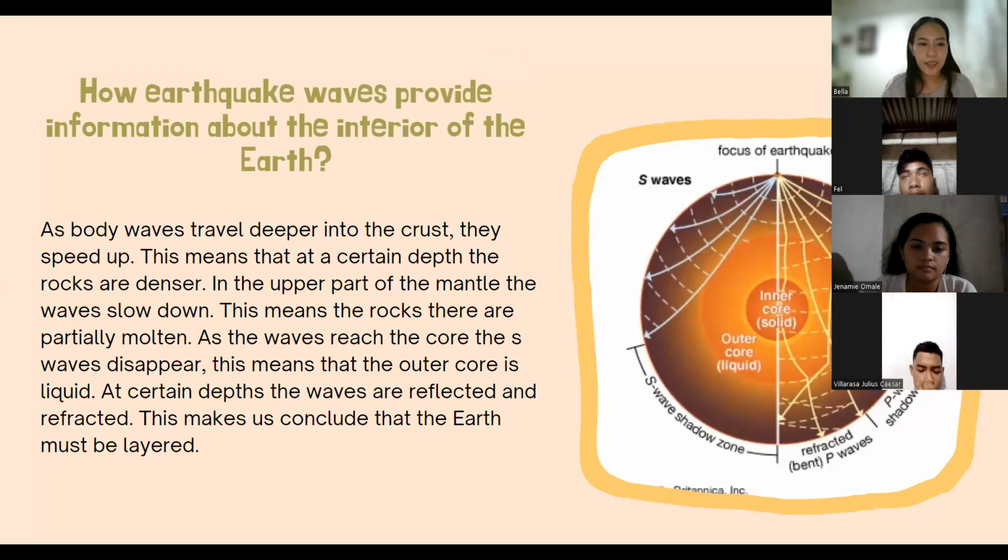So let's continue. As body waves travel deeper into the crust, they speed up. This means that at a certain depth, the rocks are denser. In the upper part of the mantle, the waves slow down. This means the rock there is partially molten. As the waves reach the core, the S waves disappear.